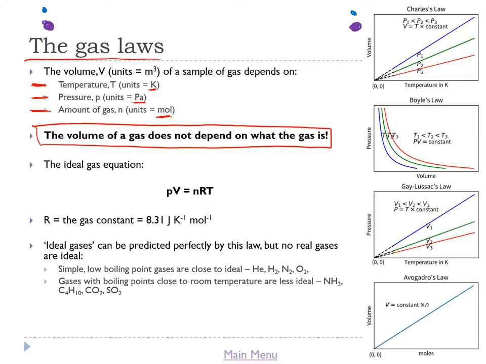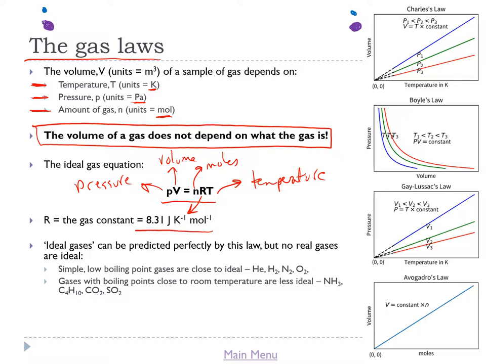And this leads us to something called the ideal gas equation, PV equals nRT. P is pressure, V is volume, n is the number of moles, T is the temperature in Kelvin, and R is this value here. R is a value called the gas constant, which is 8.31 joules per Kelvin per mole. Just remember that 8.31 number. You need to use that in a lot of calculations.